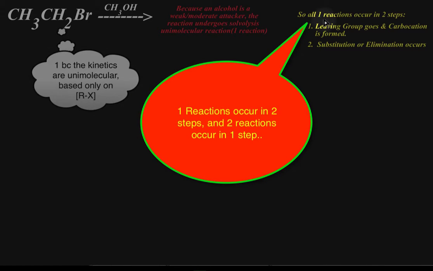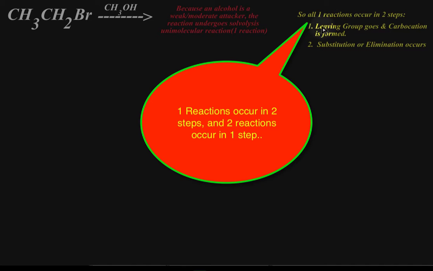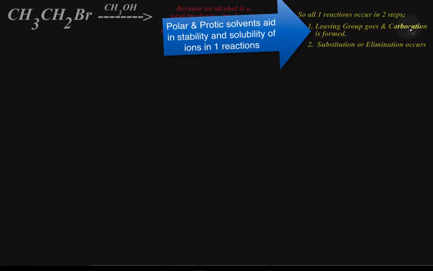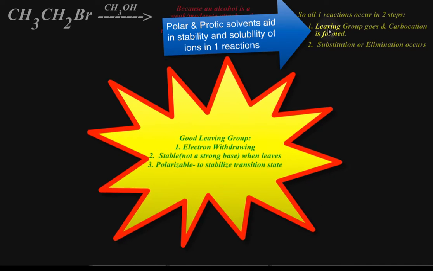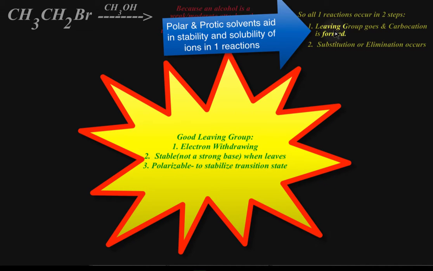So if you remember, E1 reactions all occur in two steps. The first step, the leaving group goes away and the carbocation is formed. When the leaving group leaves, remember the polar protic solvent is best to stabilize the ion and aid in the solubility of the ion. It solvates the leaving group, stabilizes it, and then the protic part, and then the polar part helps in the solubility.